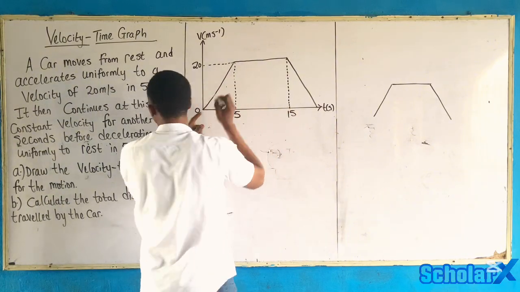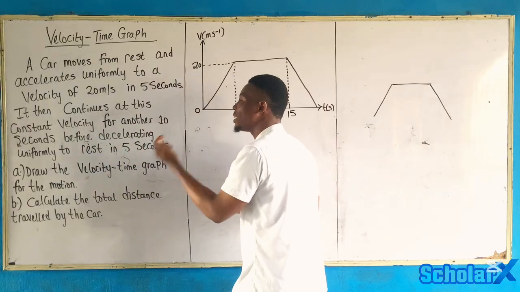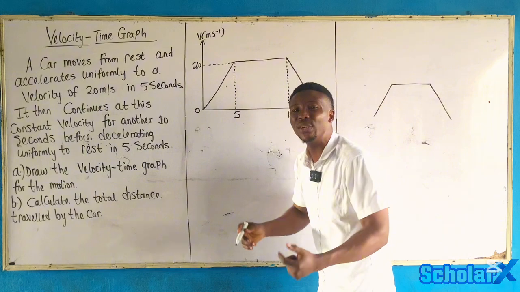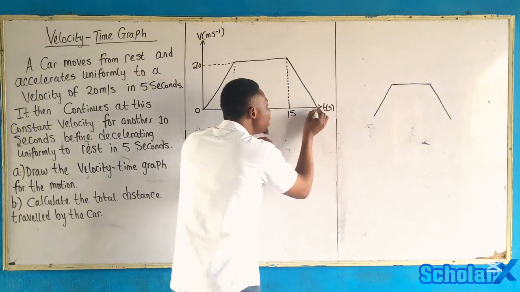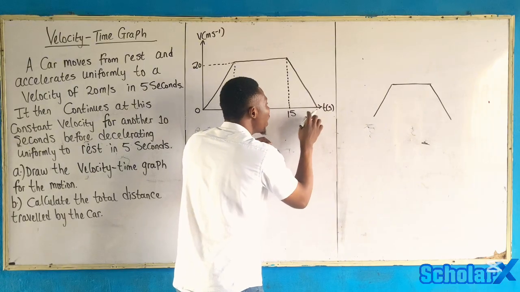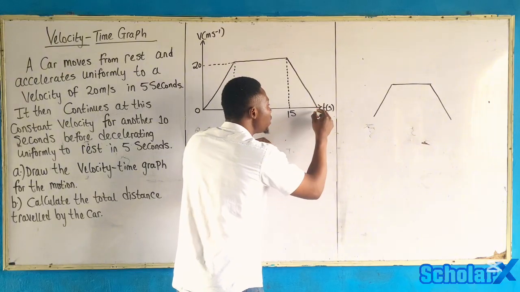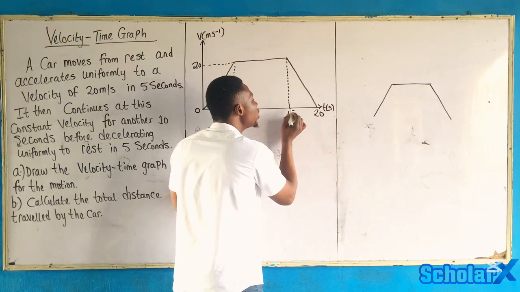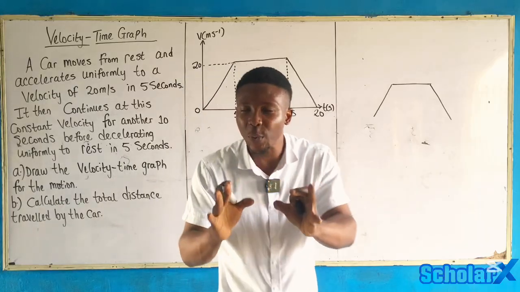Because they told you that it continues at this constant velocity for another 10 seconds before decelerating uniformly to rest in 5 seconds. So it decelerates in 5 seconds. But are you going to write 5 here? No. What are you going to do? 15 is already here. So 15 plus 5 gives you what? 20. But what you know is that the difference between here and here is 5. I hope you understand that.